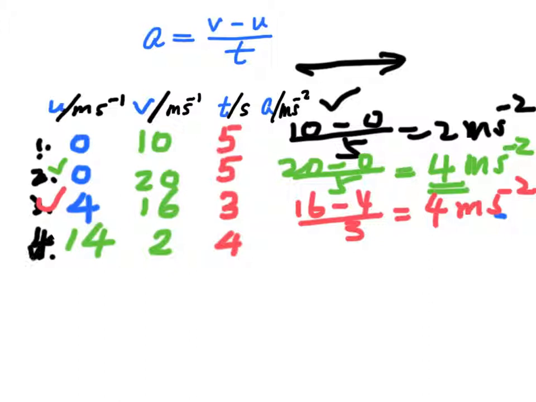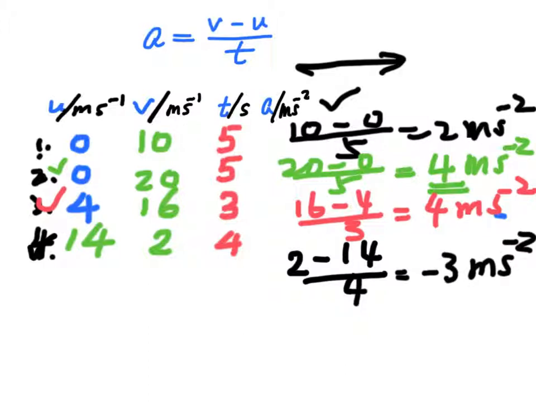For the last question, acceleration becomes 2 minus 14 over 4, which is -3 meters per second squared. The negative sign means that the body is decelerating.